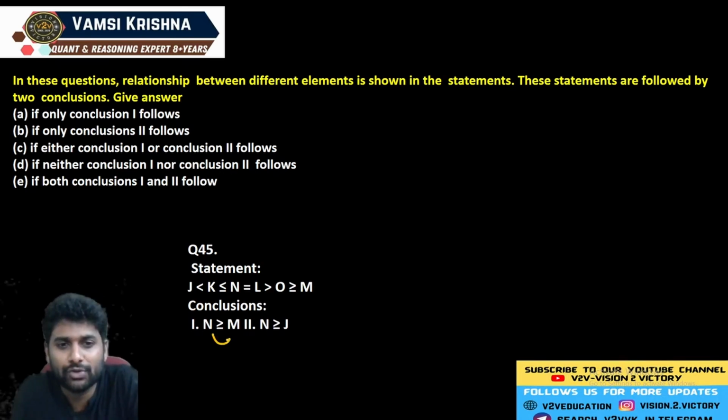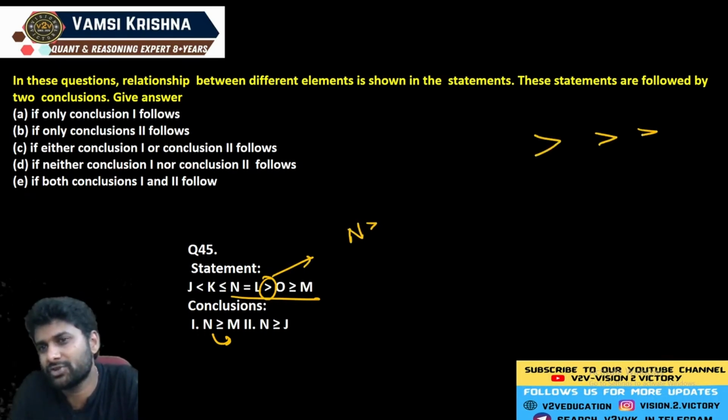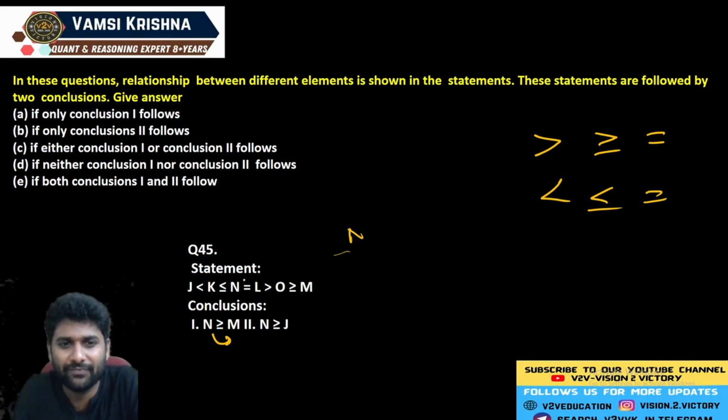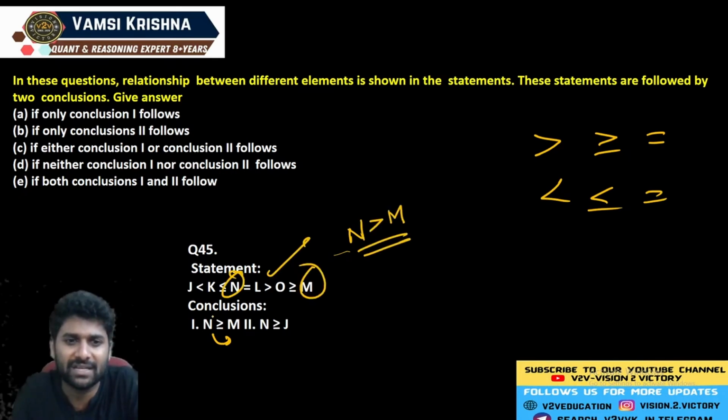Now see here, N to M. Guys, here in the relation we have a greater than symbol. Definitely that's your priority. Remember, the priority of symbols should be greater, greater than or equal to, and equal. Less than or equal to, equal. So here, while observing between N and M, if it is greater, definitely the conclusion relation should be N is greater than M. So one is wrong.